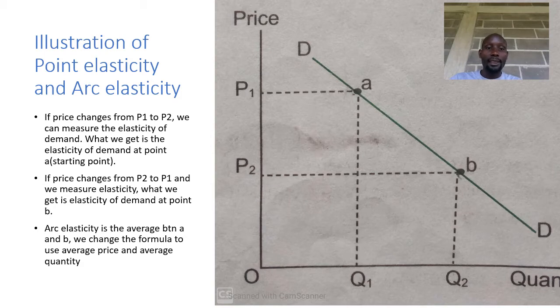And if price changes from P2 to P1, we measure elasticity, and what we get is elasticity of demand at point B. Arc elasticity, on the other hand, is the average between A and B. We change the formula to use average prices and average quantity, as we shall see in the examples.